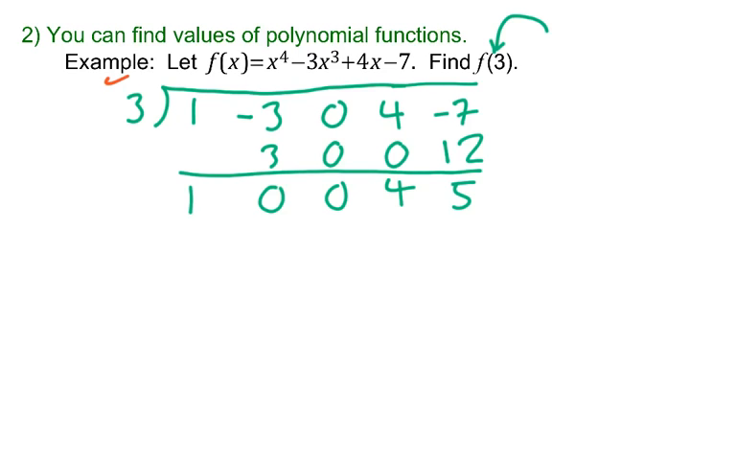And when you're using synthetic division to find function values by the remainder theorem, the thing you're interested in is the remainder, and that's the function value that you're looking for. So f of 3 is equal to 5. So you can divide two polynomials, you can find values of polynomial functions.